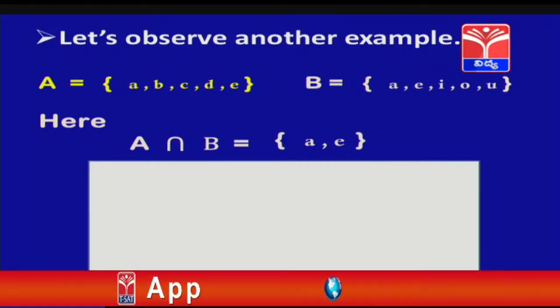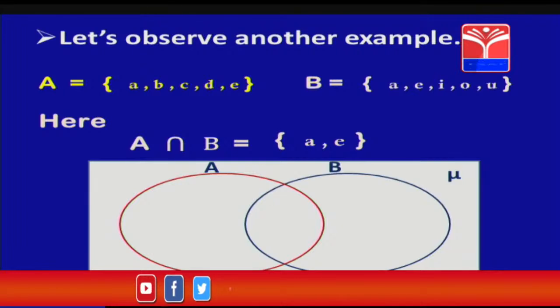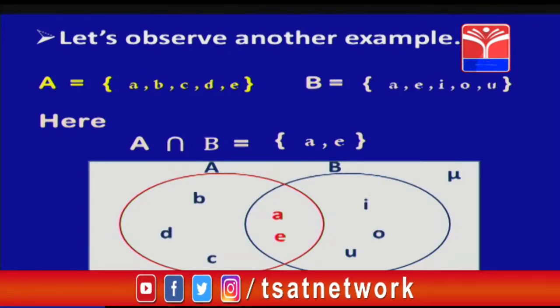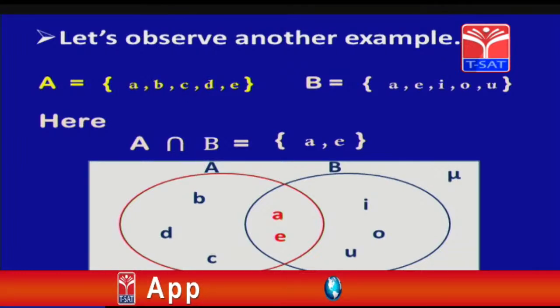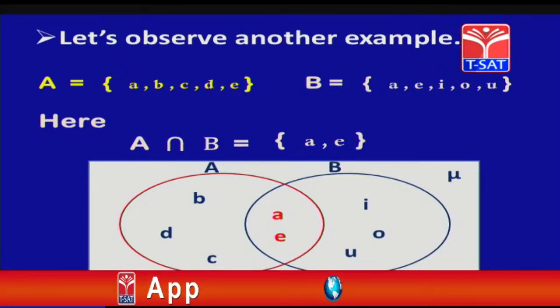Again, you see the sets A, B, C, D, and A, E, I, O, U. How to represent the intersection? Can you find the common elements simply? Yes, it is very easy. What are the common elements? A, E. What do you mean by A intersection B? Here the common elements are A, E. Element A belongs to set A and element A belongs to set B. Element E belongs to set A and element E belongs to set B. That means A intersection B is a set of X such that X belongs to A and X belongs to B.